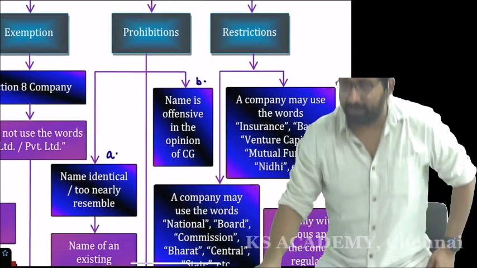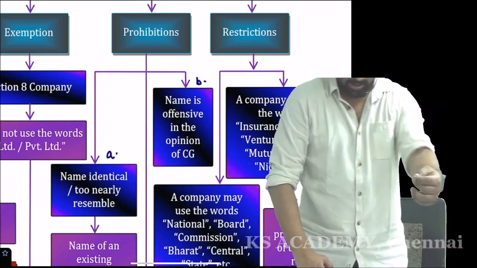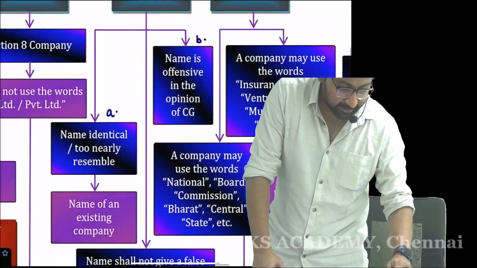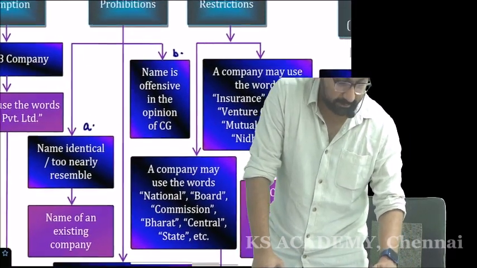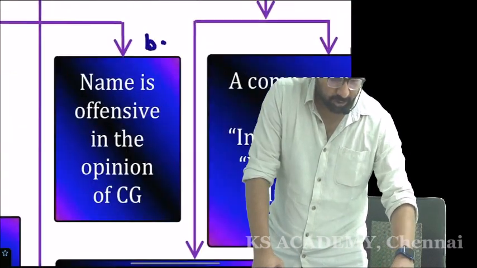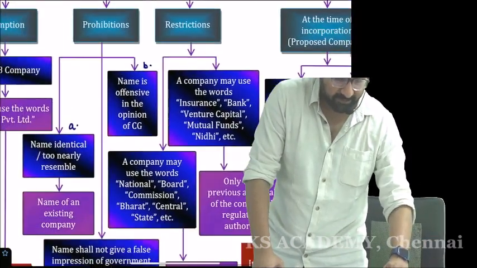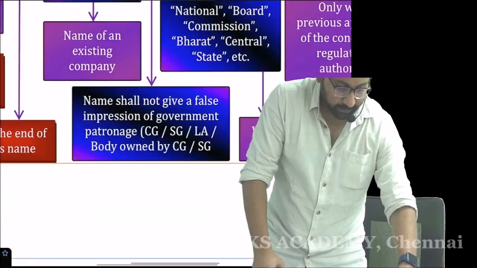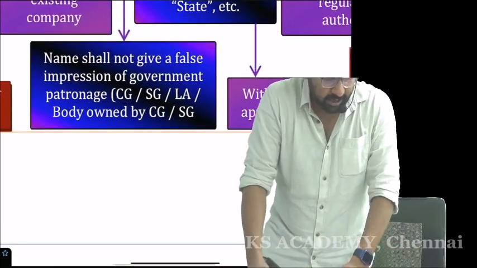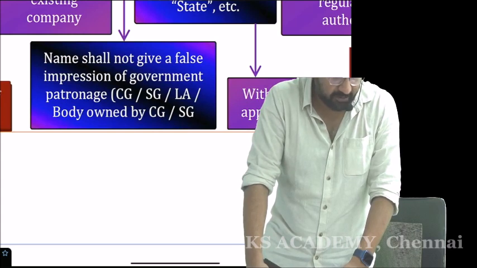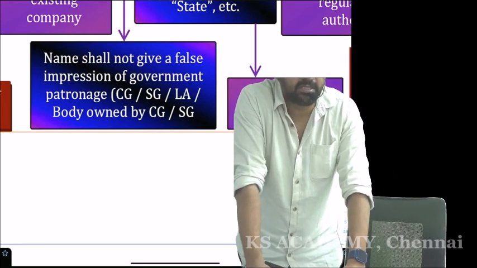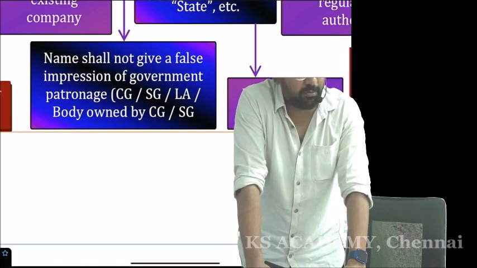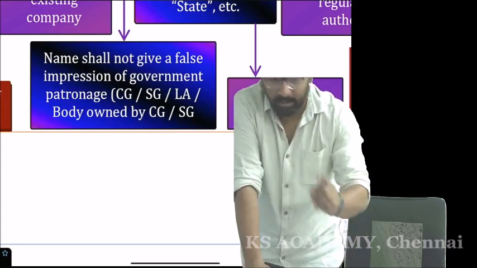What are the prohibitions? Point number 1. What is the first prohibition? Name of a company should not be identical or too nearly resemble the name of an existing company. Next. Name should not be offensive. If the name is offensive, then it will be prohibited. Clear? Next. Name shall not give a false impression of government patronage. Which government? Central government, state government, local authority, or a body owned by central government or state government. Clear, everyone? And last one.